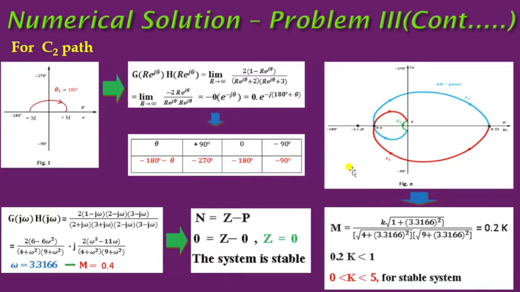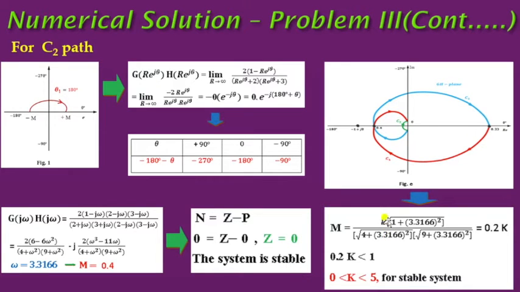So the N equal to 0. There is no right hand side open loop pole, then P equal to 0. So Z equal to 0. That means this system is stable.